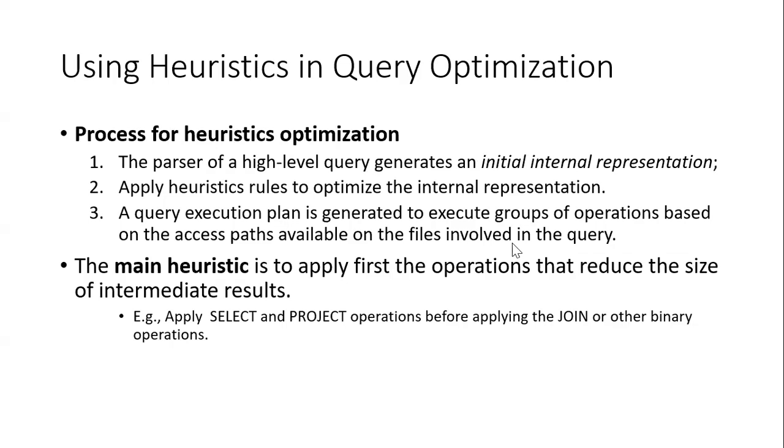So to begin with, starting with heuristic query optimization, what happens is you usually start with the initial internal representation. So the query tree that we have already seen. And I told you there could be multiple versions. And then you apply these heuristics to optimize the internal representation. And then third, you will have a query execution plan generated to execute groups of operations based on the access path available on the files involved in the query.